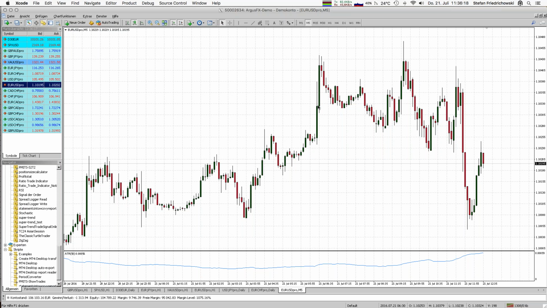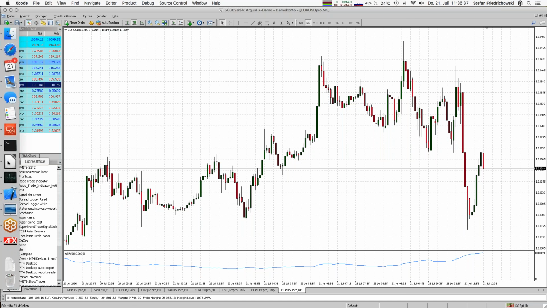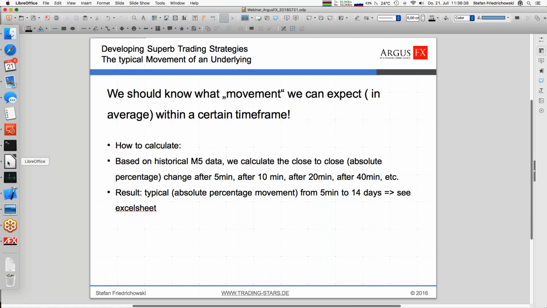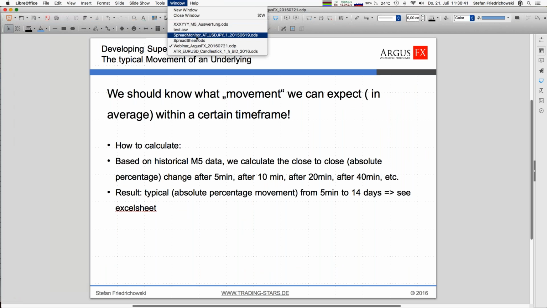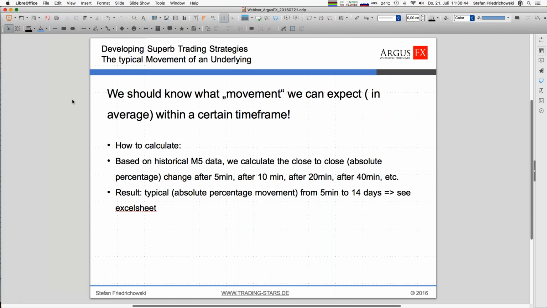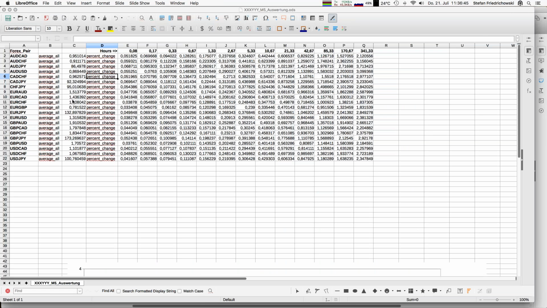So I look for 5 minutes, 10 minutes, 20 minutes, 40 minutes, 80 minutes, and so on, and so on, and so on. Because then I have a clear indication of on which time scale I do have what kind of movement in average. Let's look at the results of that kind of analysis. And that kind of analysis I have done for all those 21 Forex pairs.